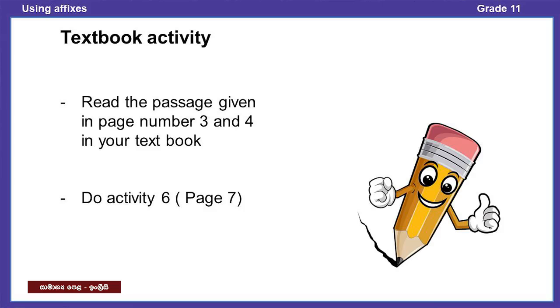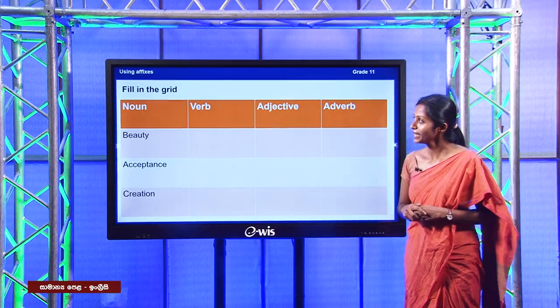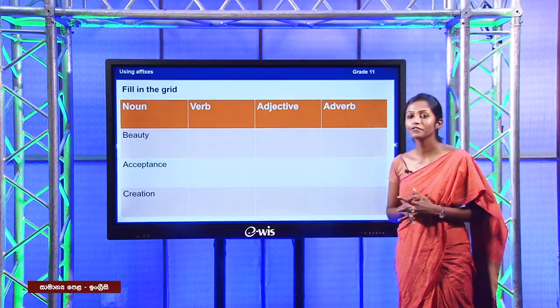So now I want you to look into your pupil's book. There are lots of activities related to affixes in your pupil's book. You can read the passage given in pages 3 and 4 and do the activity given in page 7. You can do it leisurely. And I'm moving to another activity with you. So here, I want you to fill in this grid.